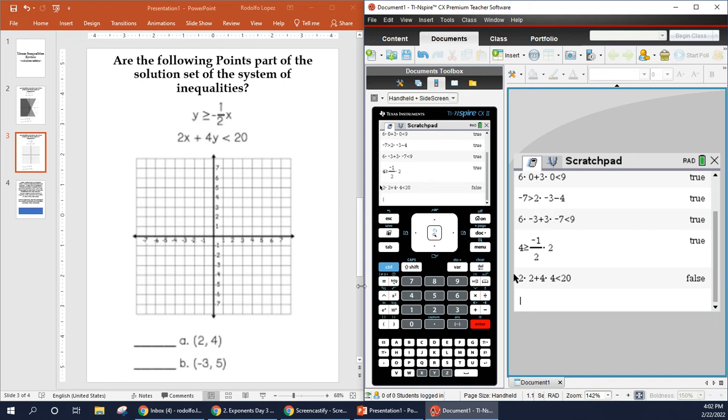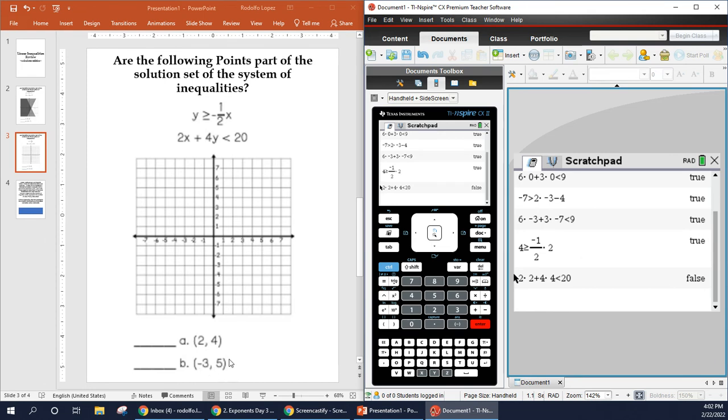False. So while (2, 4) is in the shaded region of the first inequality, it is not for the second inequality. Since it does not satisfy both of them, A is not part of the solution set. It must be satisfied by both inequalities.